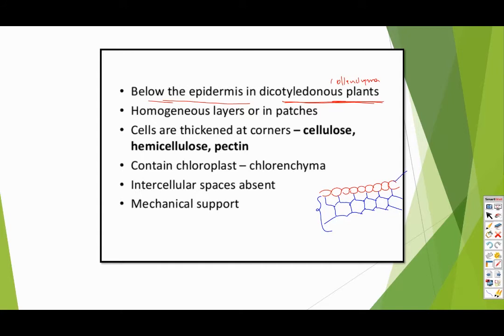It is made up of your collenchyma cells. Moving on to the next one: the homogeneous layer, and they are usually patches. Homogeneous, and they're made up of the same type of cells. See, this is all your same type of cells.